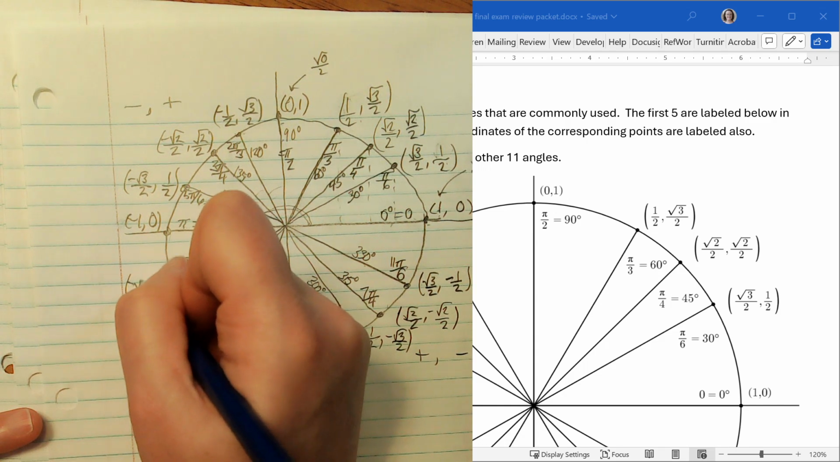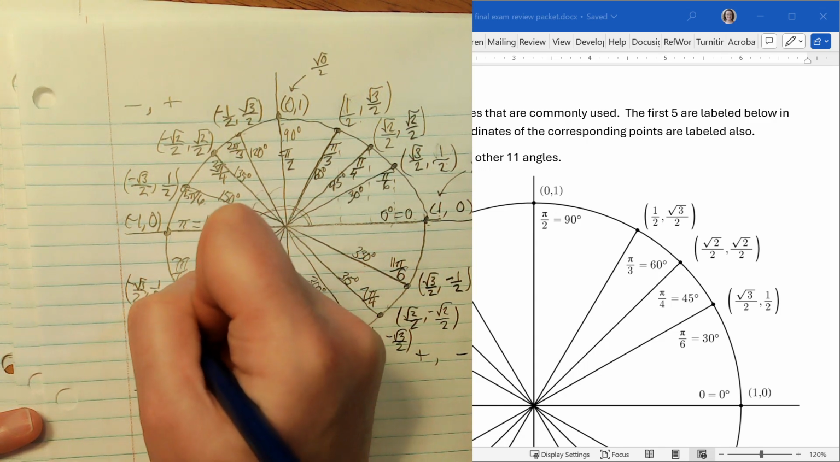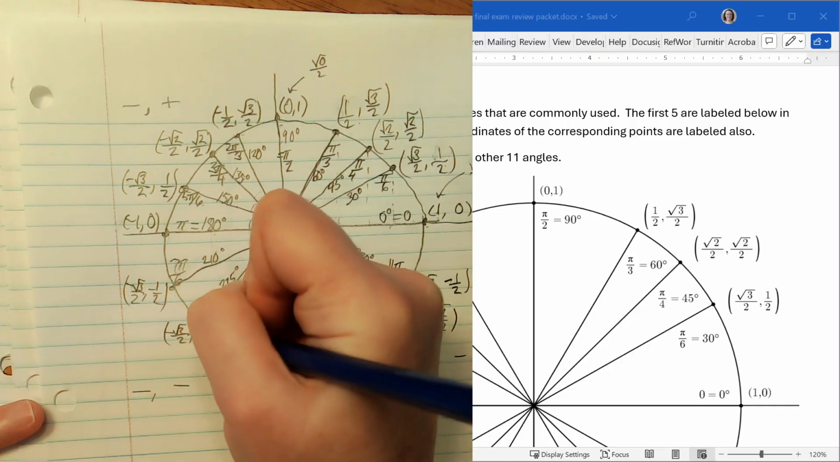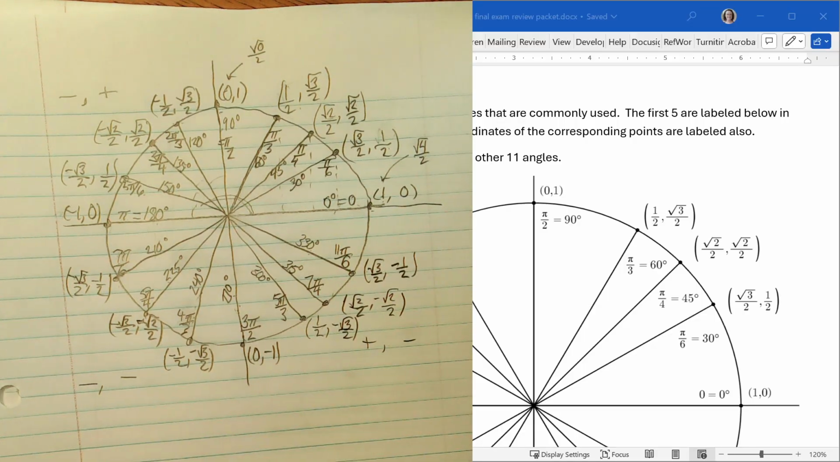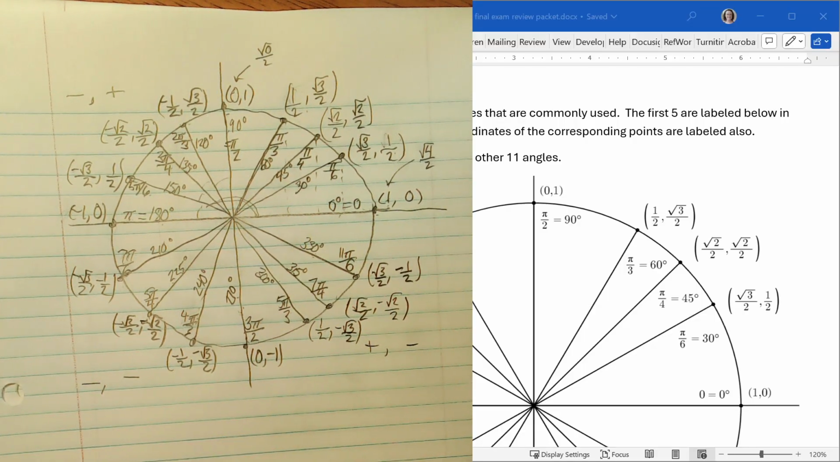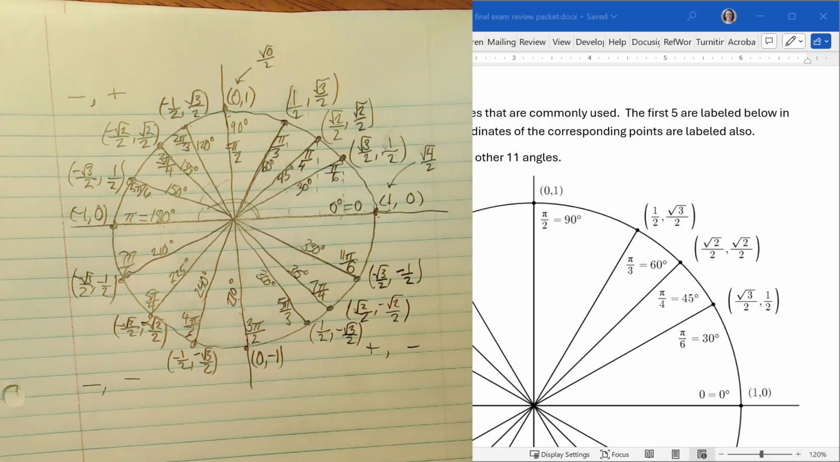Okay, negative square root of 2, negative 1/2. Okay, does that make it really clear that that's a negative there? Okay, so I think I've got all of them filled in there, and you guys need to practice doing this as well. See you in another video.